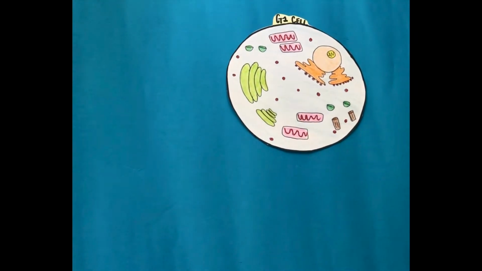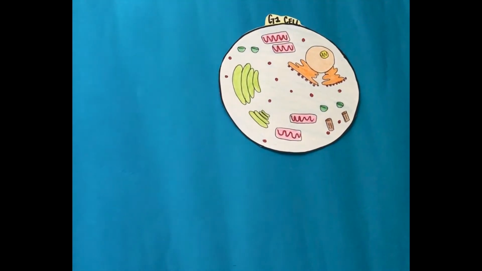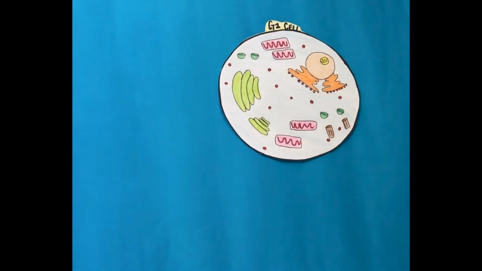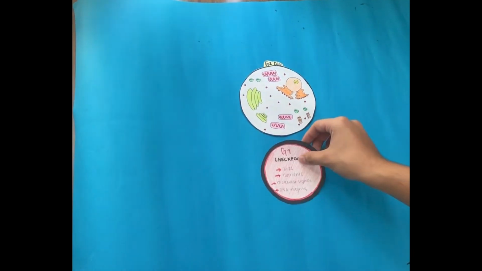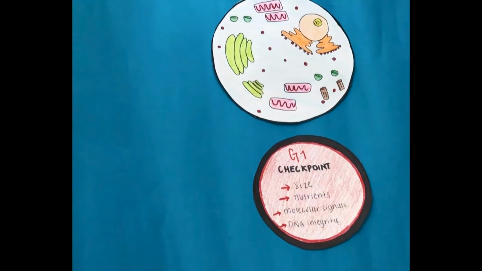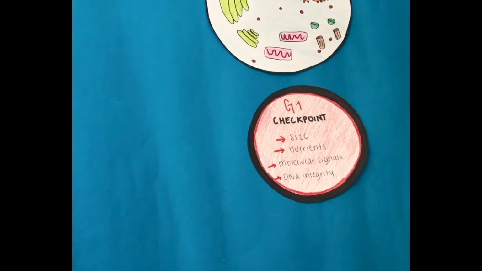Within the cell cycle, there are 3 checkpoints that must be passed in order to complete successful cell division. Within interphase, there are only 2 checkpoints, and the first we're going to study is G1, which checks for size, nutrients, molecular signals, DNA integrity, etc.